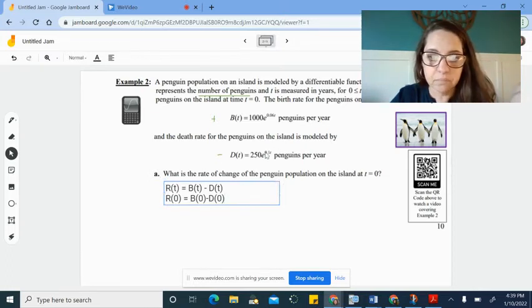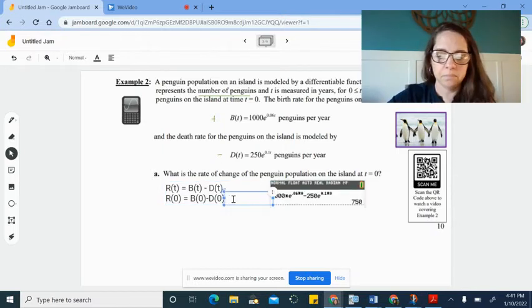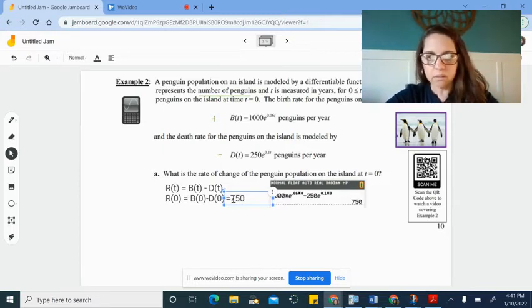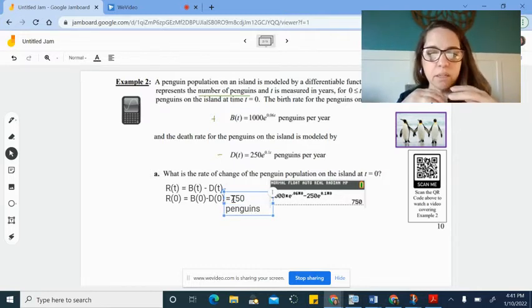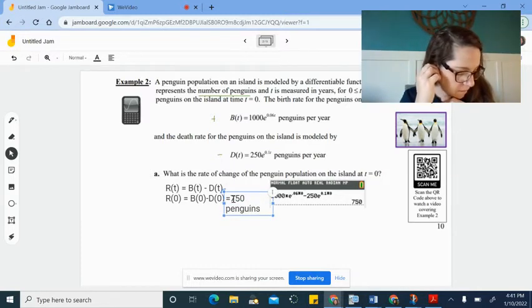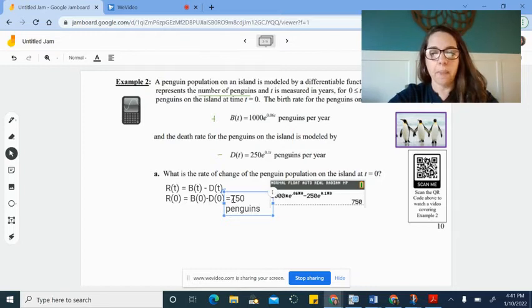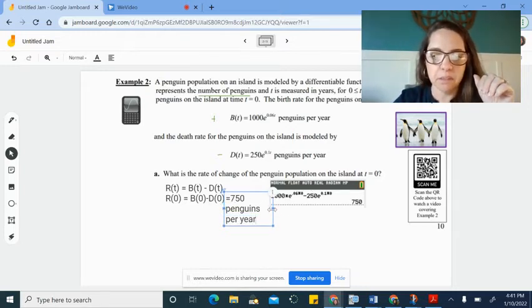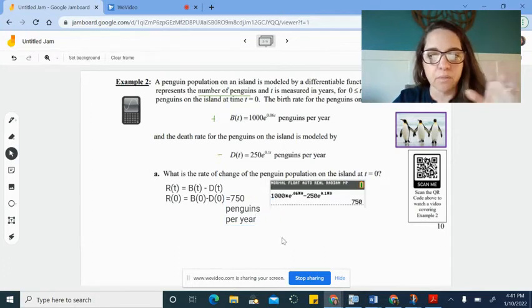All right. So I'm just going to type this in the calculator, which equals 750. What are the units? It's not just penguins, right? This is penguins per year, not just penguins. It says penguins per year because this is a rate of change. Penguins per year.